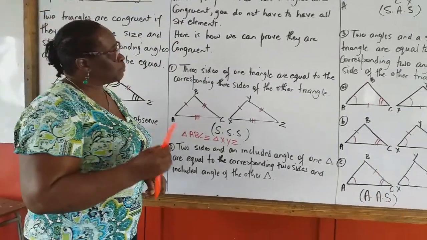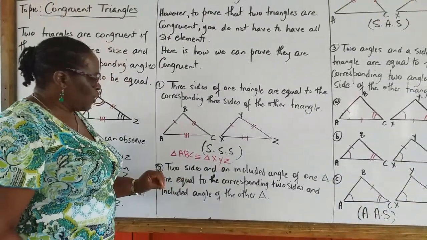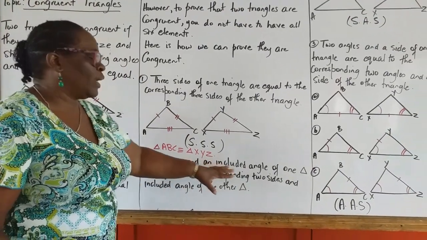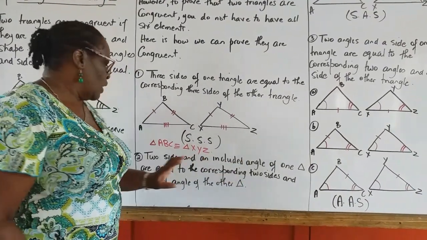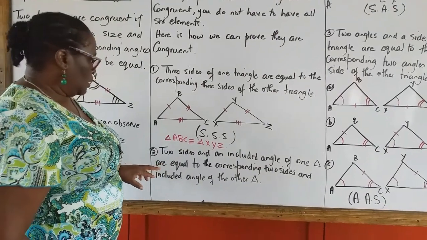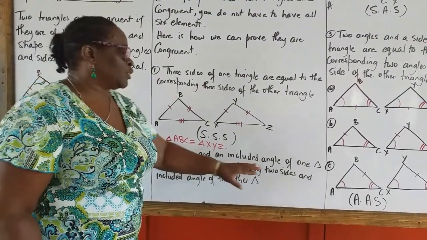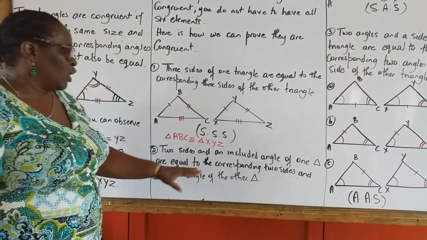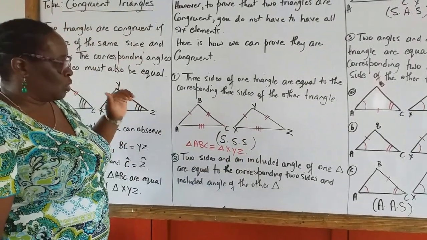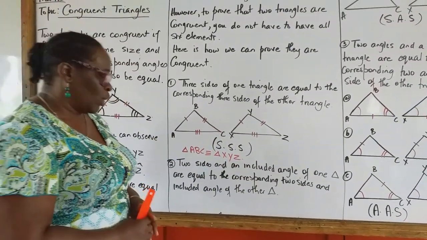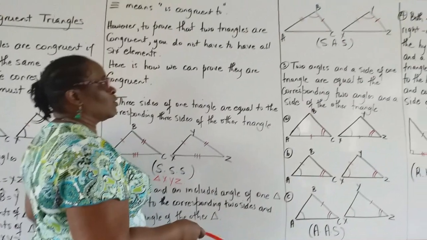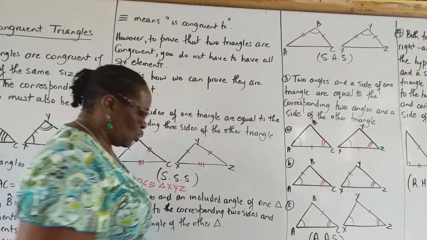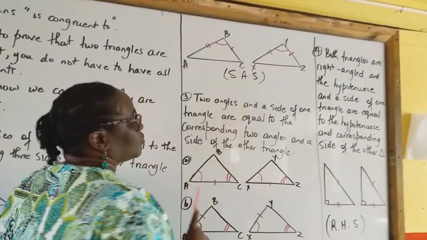Now the second proof is that if you are given 2 sides and an included angle of one triangle, and they are equal to the corresponding 2 sides and included angle of the other triangle, then they are also congruent. What do we mean by included angle? The angle must fall between the 2 sides. So here is the example up here.